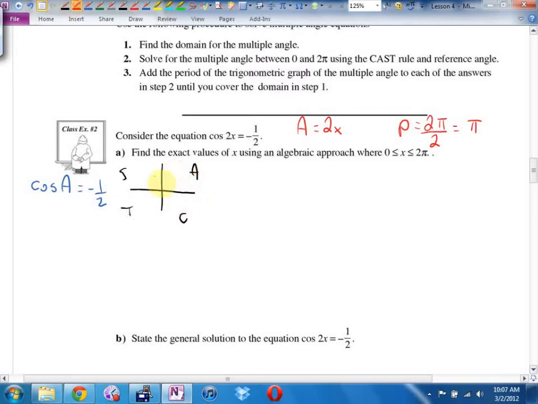C-A-S-T. Cosine is negative here and here. Do I have a triangle with a 1 and a 2 in it? Yeah, this is the 1, 2, root 3 triangle. Which angle has a cosine of 1 over 2, the bottom one or the top one? Top one, which is how big, Ellen? You're telling me that this is pi by 3 and this is pi by 3. You did say pi by 3, didn't you? I gave you a chance, Ellen.